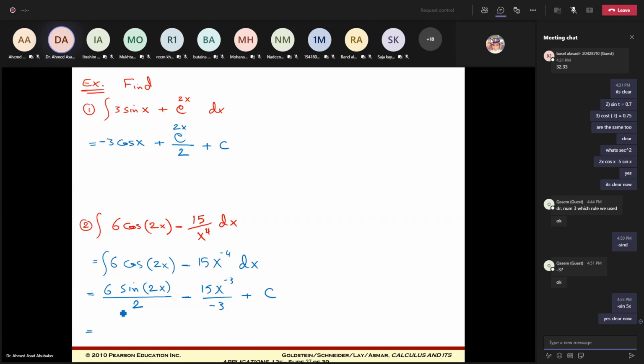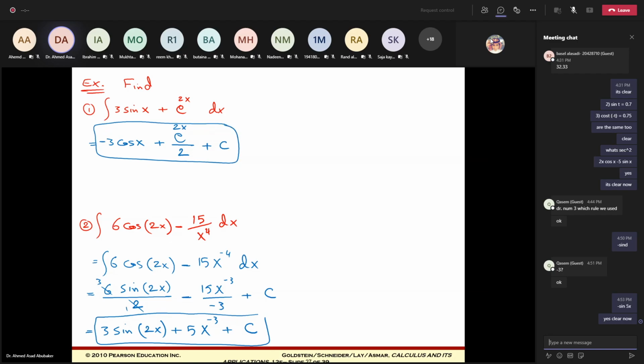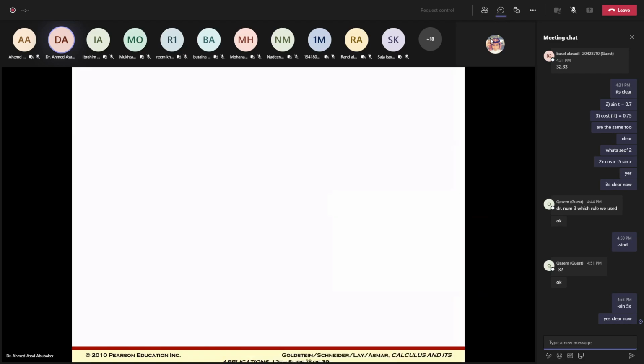Now this is equal to 6 over 2, we can divide by 2, which equals 3. So we have 3 sine 2x. Negative and negative, we have positive. Okay, 15 over 3 equals 5, x to the power negative 3 plus c, like this. So this is the final solution. This is for indefinite integration. We can also find it for definite integration like this.